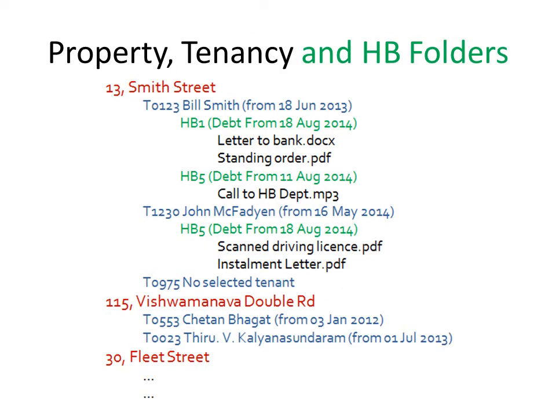The Rent Arrears Toolbox, of course, has attachments, lots and lots of them as far as I can see, and this brings in one more level of folder. This brings in the level we call the housing benefit level. So if you have within a tenancy an HB1 and an HB5, then there'll be an HB1 folder which includes the date the debt's from, and an HB5 folder, and the attachments within the HB1 and the HB5 will be kept separate from each other within these HB folders. And that's really all I need say.